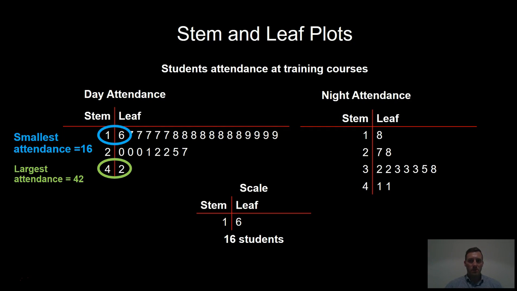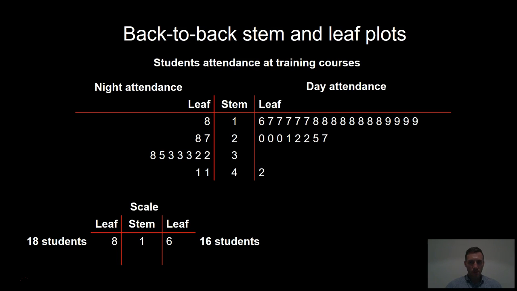So here we have the data that was collected for the number of people attending the training courses during the day and at night displayed in separate stem and leaf plots. We'd follow the process to create both stem and leaf plots individually, but we can improve on their presentation and comparability by creating a back-to-back stem and leaf plot. A back-to-back stem and leaf plot can be used to compare two sets of data. The stem is drawn in the middle and the leaves on either side.